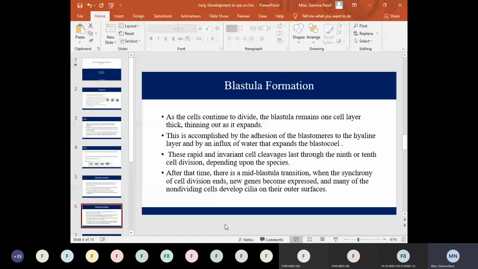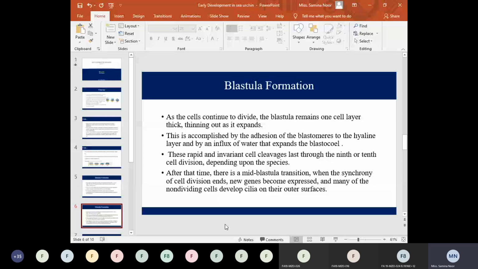So the two important factors that actually maintain the one-cell thickness of the blastula at the blastula stage. One is the adhesion of the blastomeres to the hyaline layer, and the second is the influx, or the incorporation, of water molecules within the blastocoel.